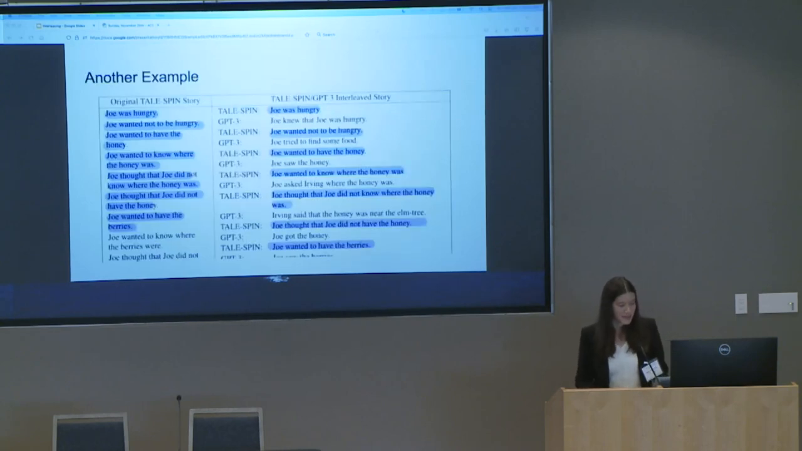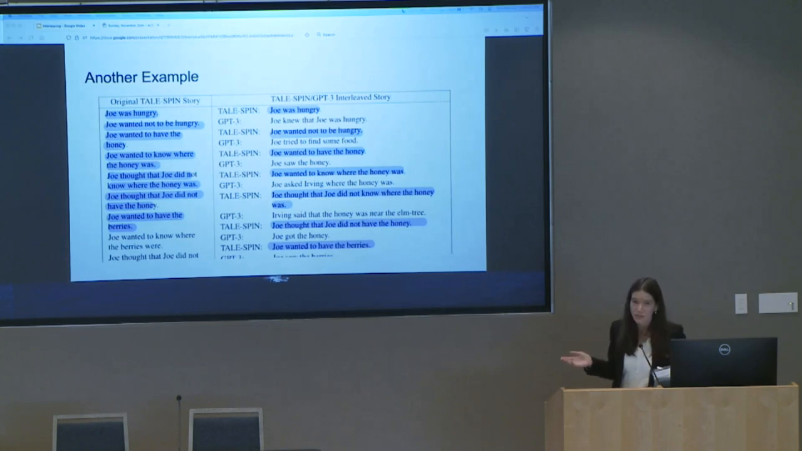Okay. And so here is another example, just in a different format. On the left, we have the original Tailspin story, which is all in blue. And on the right, we have our interleaved story, which begins with the Tailspin. Again, that's all in blue. And then everything that is not in blue is produced from GPT-3.